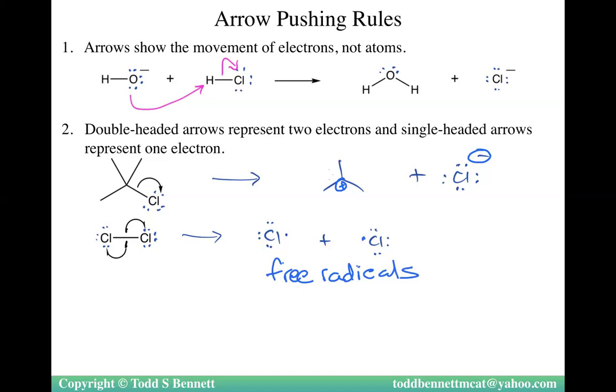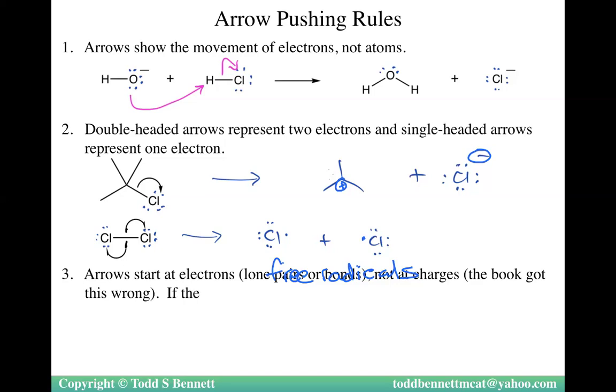This is known as homolytic cleavage. This is heterolytic cleavage. Hetero means unequal. Homo means equal. They're each getting 1 electron. And then arrows start at electrons. So let me get rid of the words free radicals because that just got in the way.